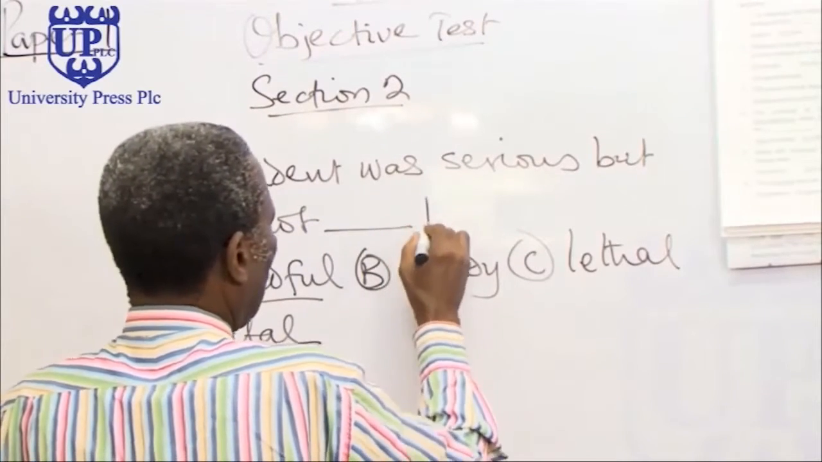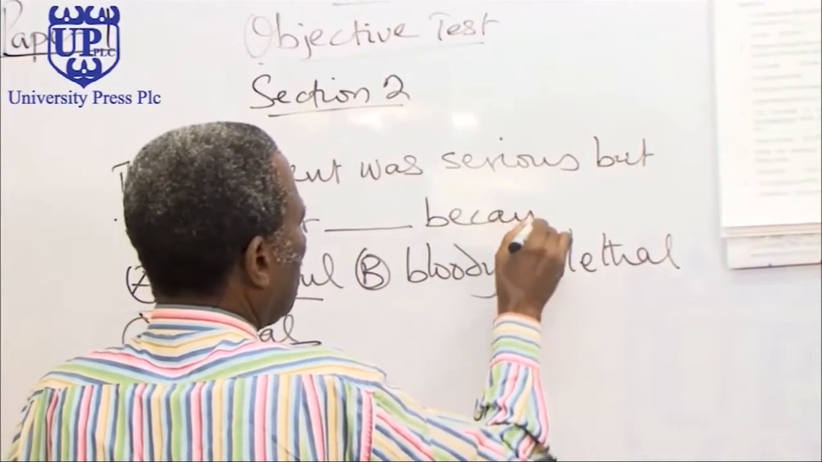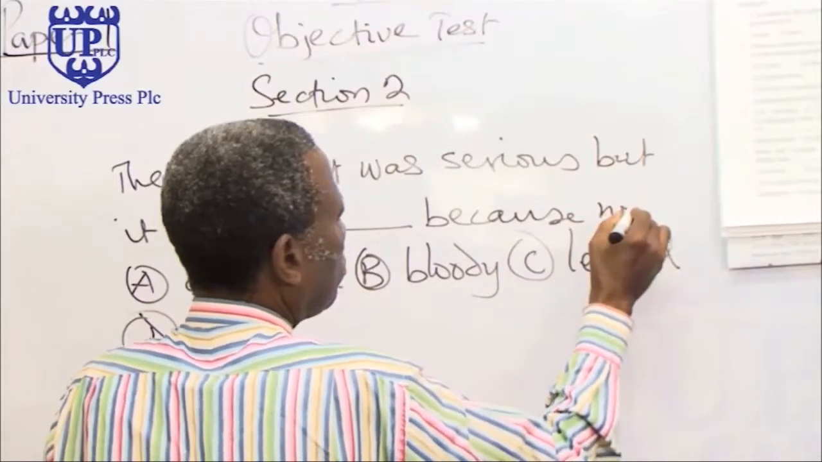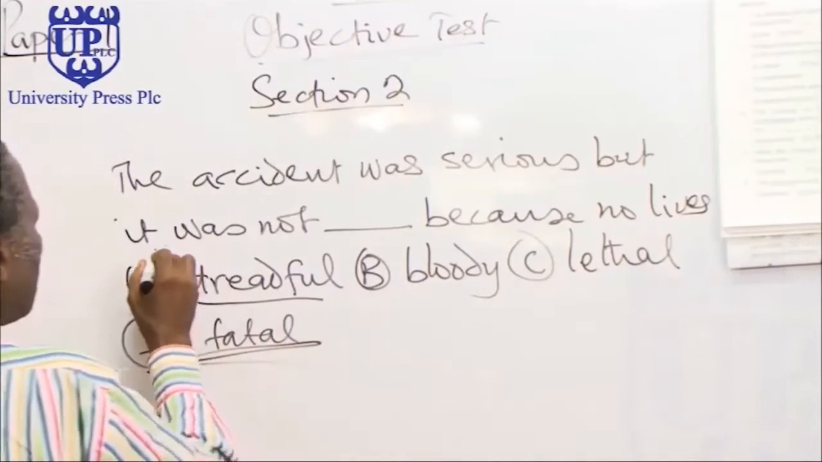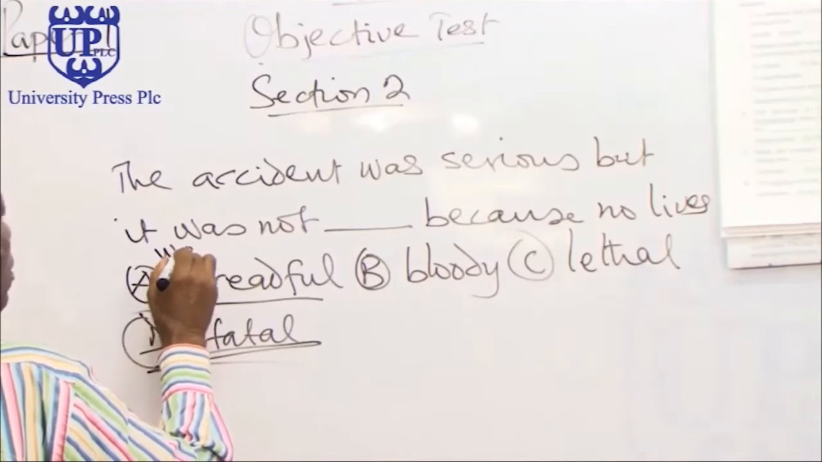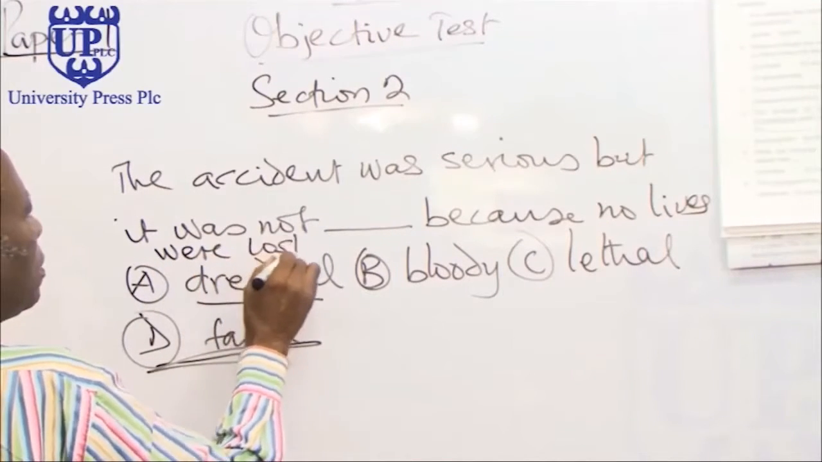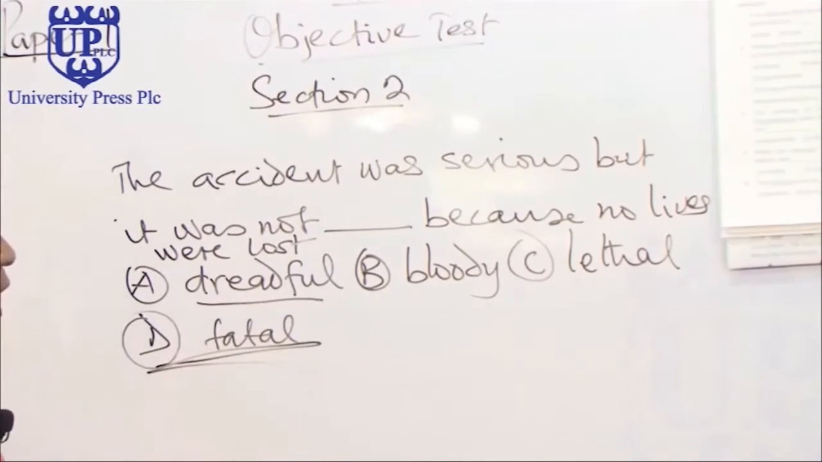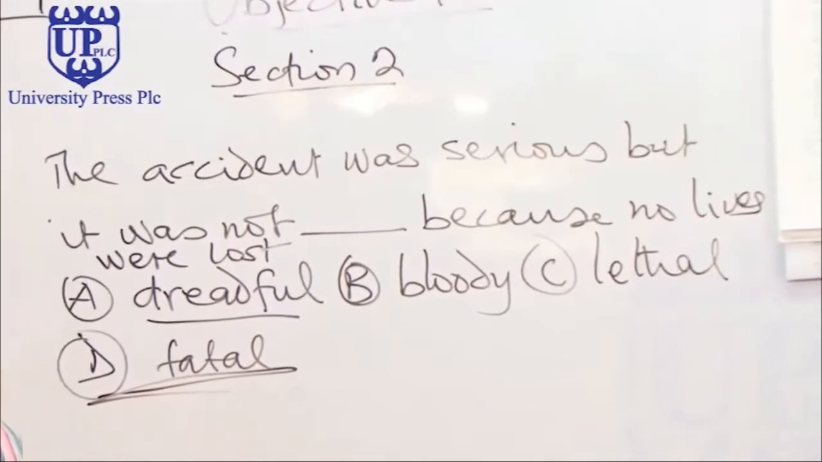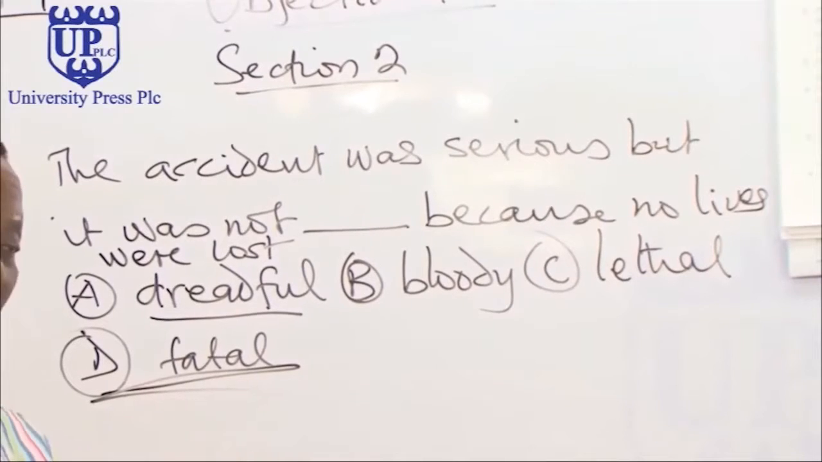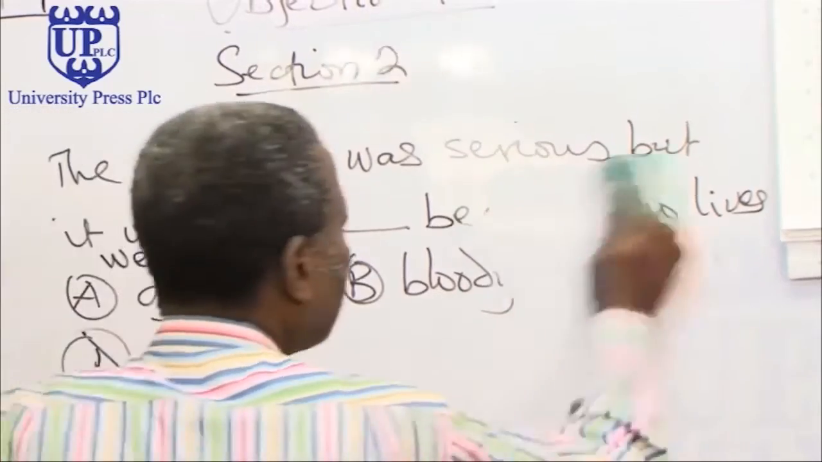We usually say it was a fatal accident, but once no lives were lost, it cannot be fatal. Once there is no loss of life involved, it cannot be fatal. That's section 2. Let's go to section 3.